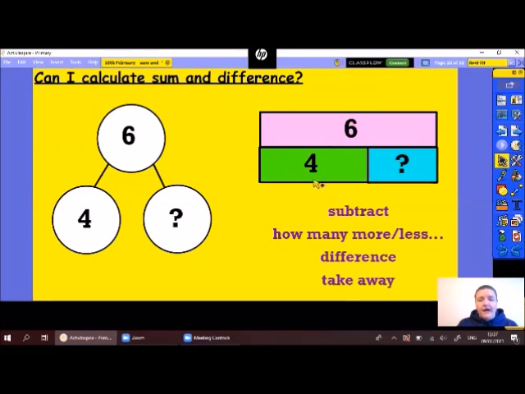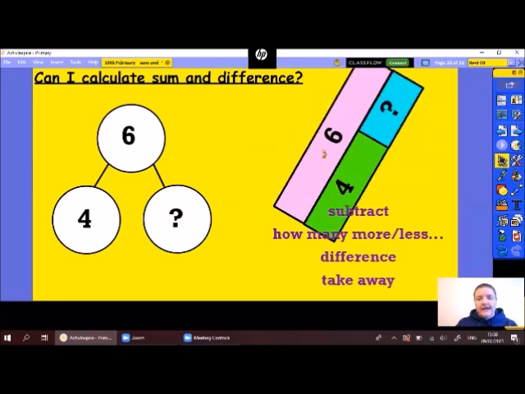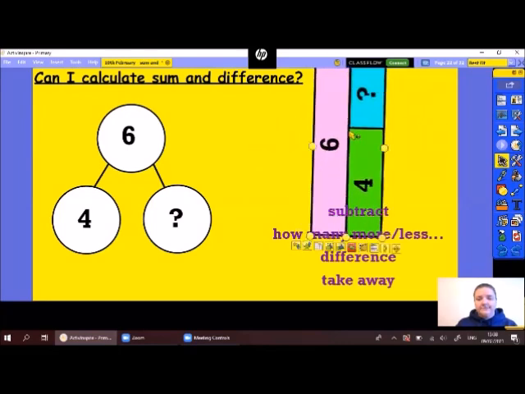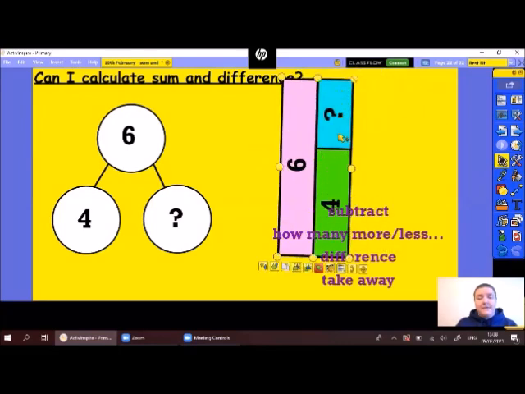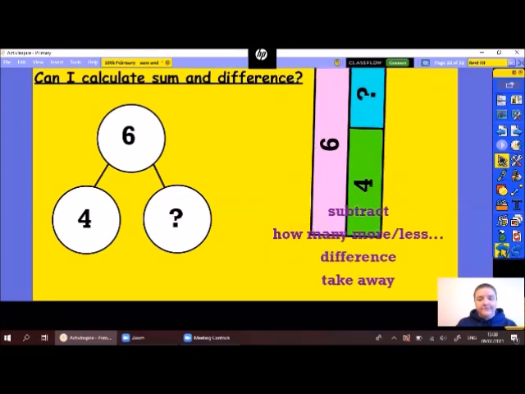And the same with our bar model here. We know that the whole tower is 6. And we know that we had the smaller tower with 4. And if we put it this way around, again, it looks very similar. So how many more blocks did we need to make it the same as the tower of 6?